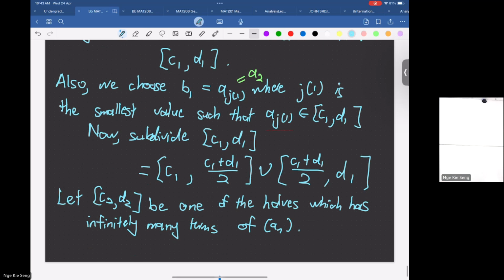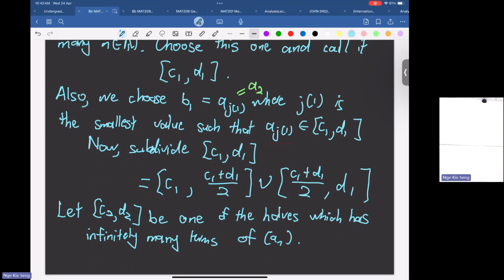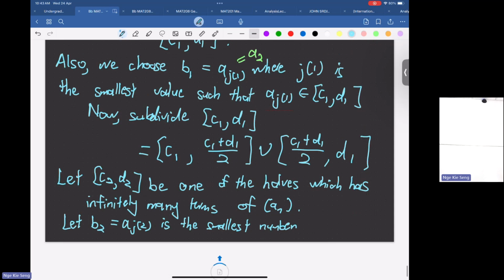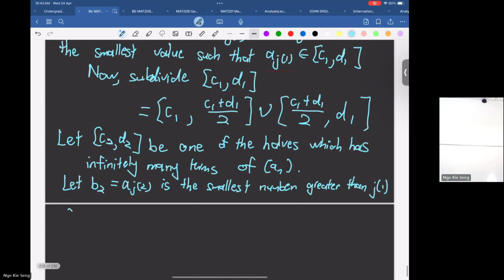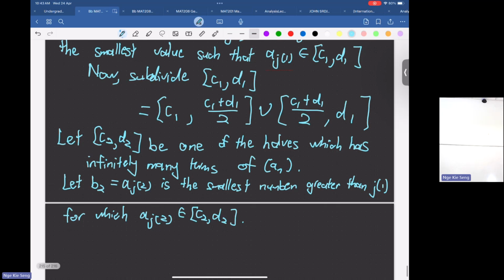Then we let the second term in my subsequence be the smallest one again. But maybe your first term is still in there, so it must be the smallest index which is greater than j1, such that a_{j2} is in the interval with infinitely many terms. So we continue this way.